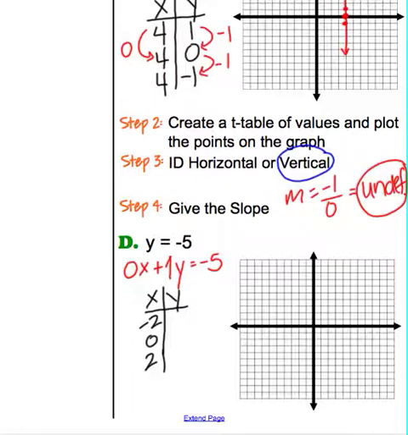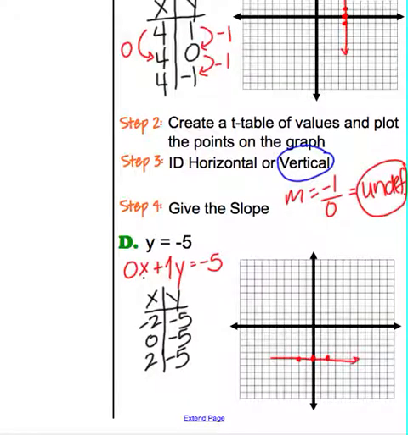Well, if I put in negative 2 for x right here, negative 2 times 0 is 0. And then you get plus y. 0 plus y is y equals negative 5. Well, if I put in 0 for x, 0 times 0 is 0. Anything times 0 is 0, which is why this ends up being negative 5 across the board. So if I look at plotting these points, I'm going to have negative 2, so I left 2, down 5. And then I go 0, negative 5, and 2, negative 5.